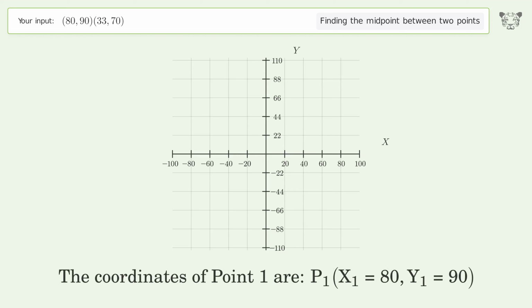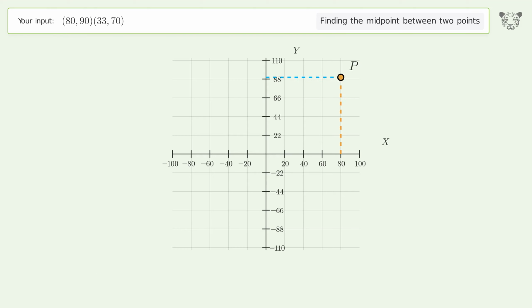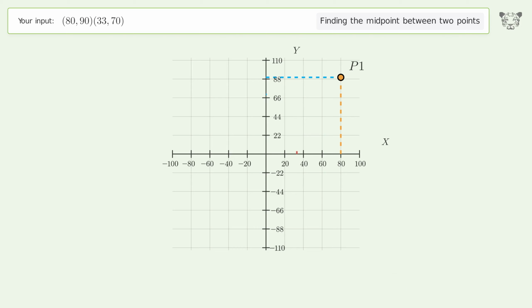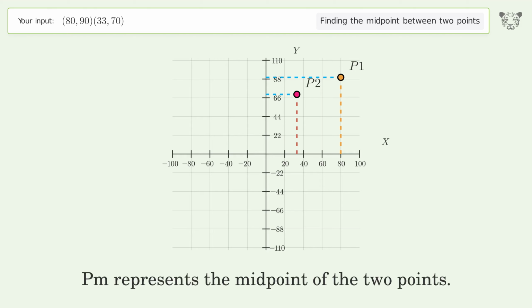The coordinates of point 1 are, x1 equals 80, y1 equals 90. The coordinates of point 2 are, x2 equals 33, y2 equals 70. PM represents the midpoint of the 2 points.